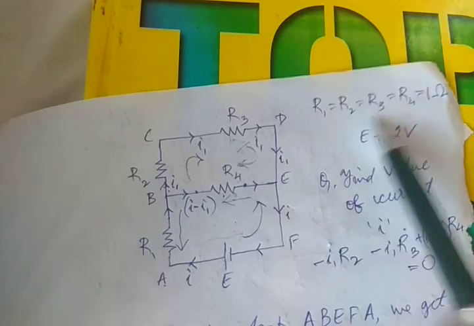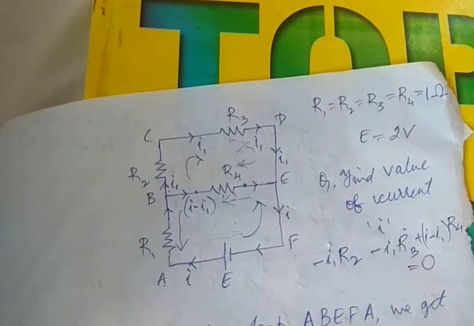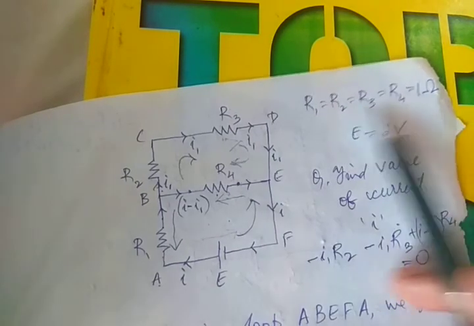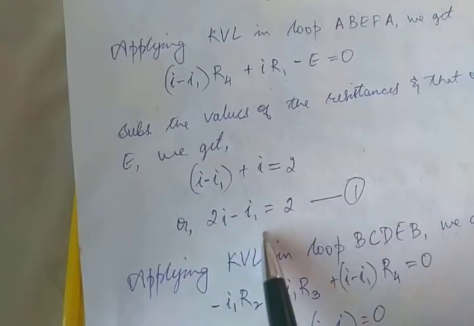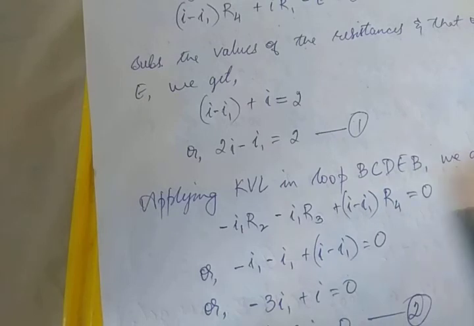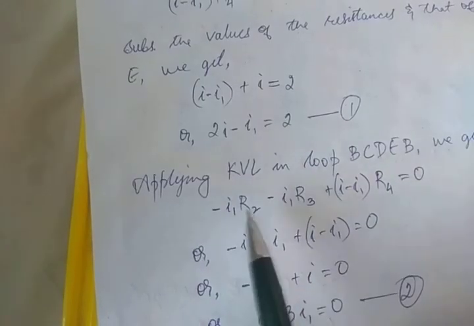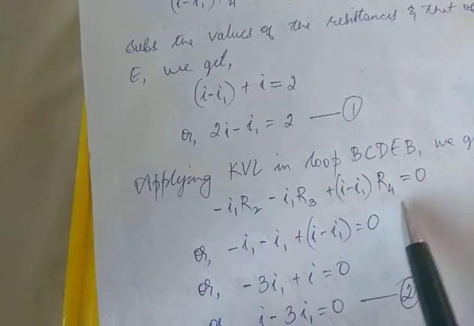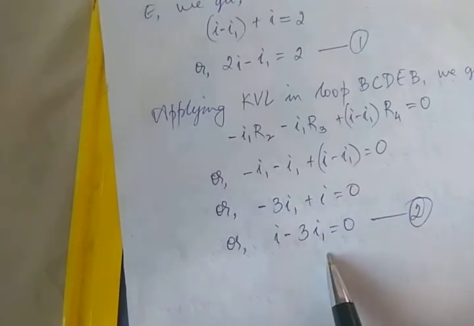Then substituting the values of R1, which are given over here. These are just random values that I had given; this is my own question. So substituting these values in this equation, I get this. Rearranging, I get this. Then applying KVL in the upper loop, I get this. Then again, substituting the values of R2, R3, R4, and rearranging, I get this equation.